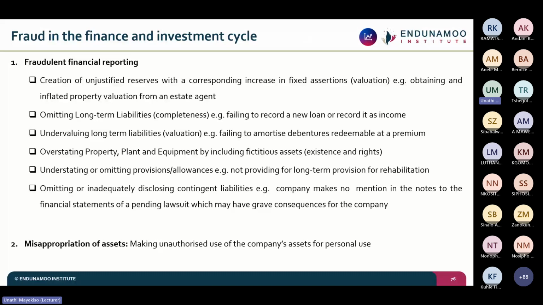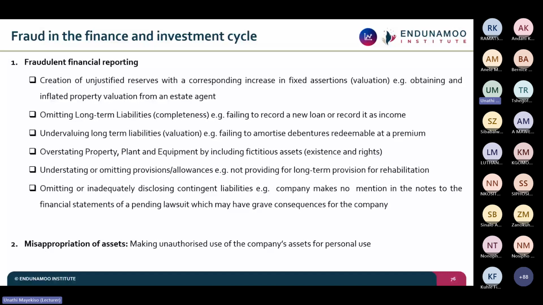Fraud would be creating assets that don't exist, not recording liabilities that you've got, not valuing your stuff correctly. So if you've got long-term liabilities, if you're not discounting them and recording them at their amortized cost, if they're recognized at amortized cost, PPE and things like provisions, not putting in provisions that need to go in there, provision for bad debts, rehab provisions if it's a mining company, things like that. Then making use of company assets for personal use, another form of misappropriation of assets.